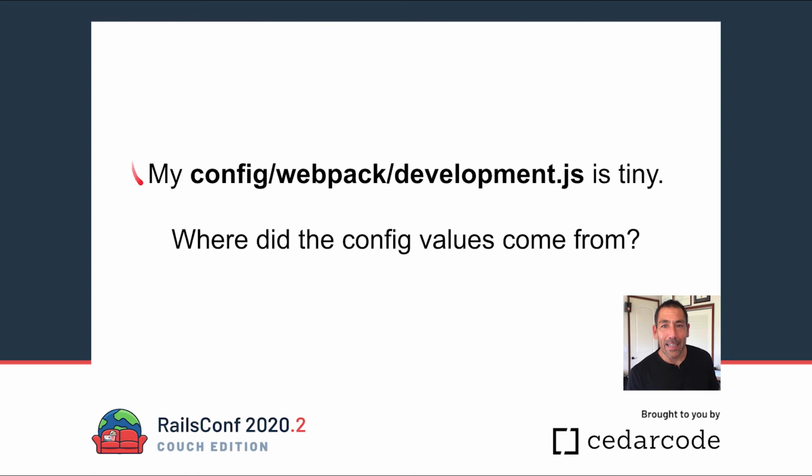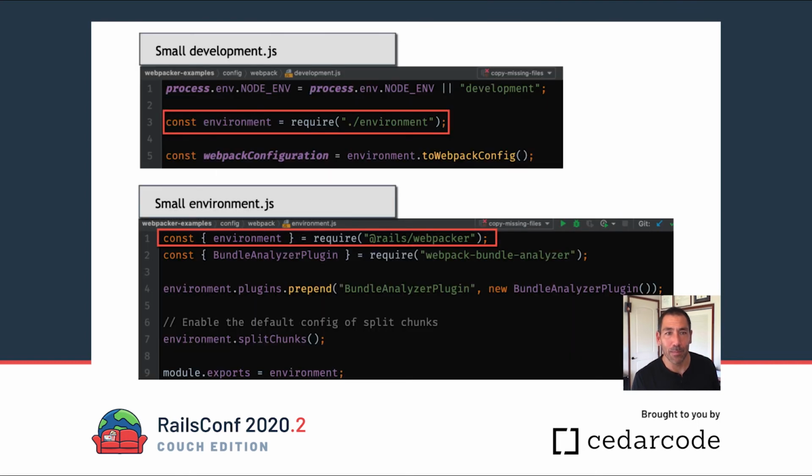So my config development.js is really tiny. Where the heck did all these config values come from? You might be looking in here and let's say this is your small development JavaScript development.js file. So it's just got a few lines. This is from the installer for Webpacker. const environment = require environment, and const webpackConfiguration = environment.toWebpackConfig(). There are a couple extra lines here where I run the debugger, but basically this is it, environment toWebpackConfig. So this thing right here we got from environment.